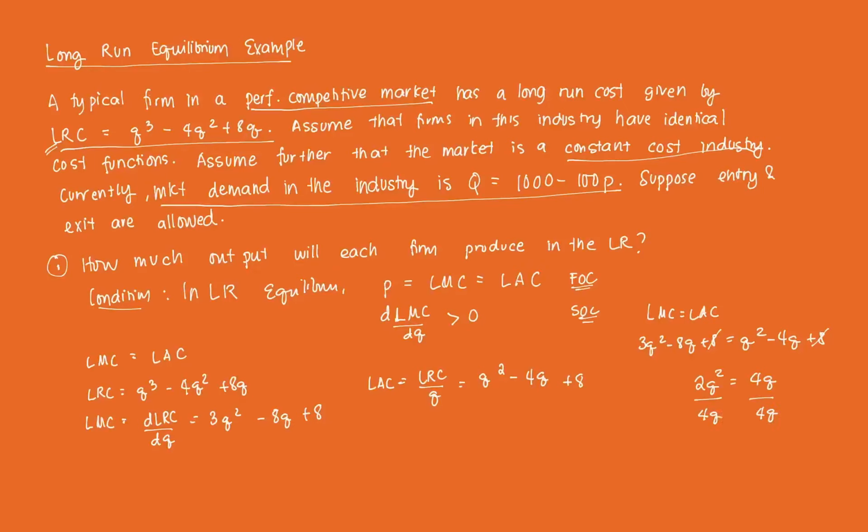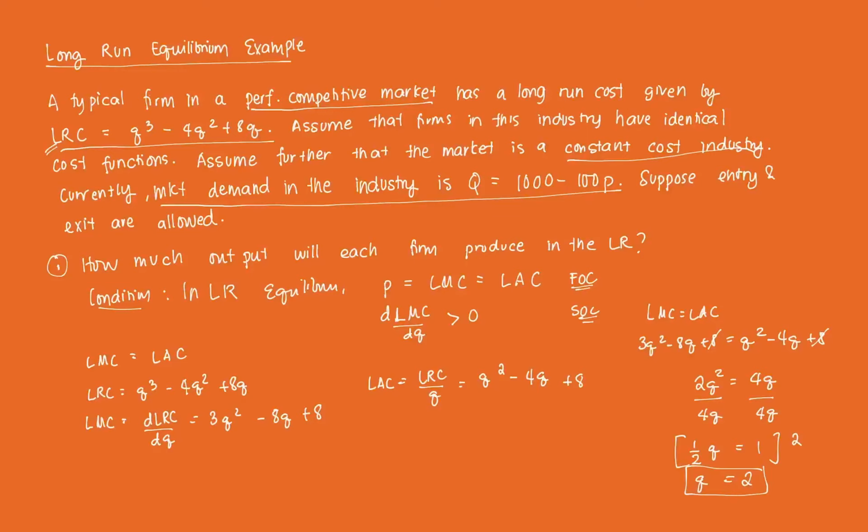And that yields us, let's see if I did this correctly. So let's simplify it a bit. This is going to be 1/2 Q is equal to 1. Then if you multiply both sides by 2, you'll find out that Q is equal to 2.